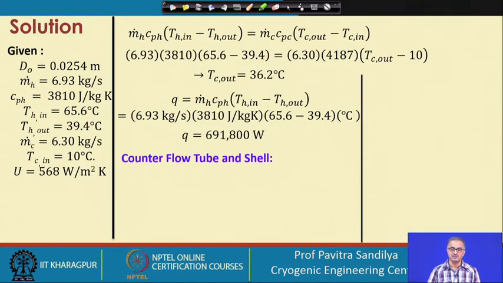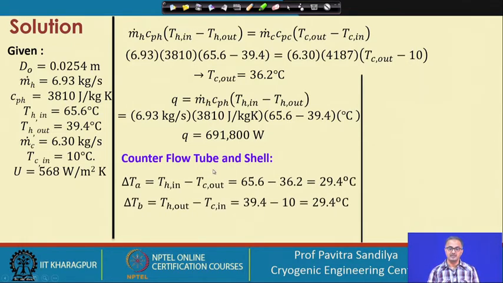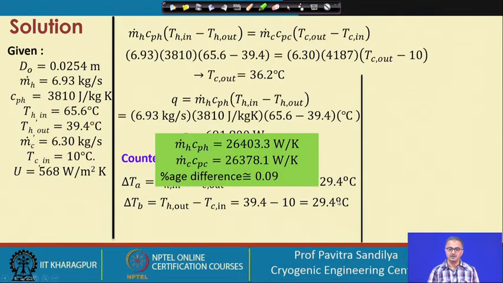Next, what we do with the same data, now we go for the counter flow tube and shell. In this case, the temperature differences at the two ends are slightly modified, we get this, and we find that they are coming to be the same. So naturally, when they come to the same, we find that this is the value of the heat capacities for the cold and hot fluids, and there are hardly any difference.